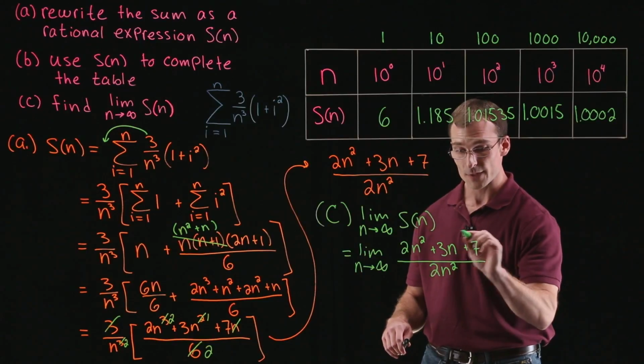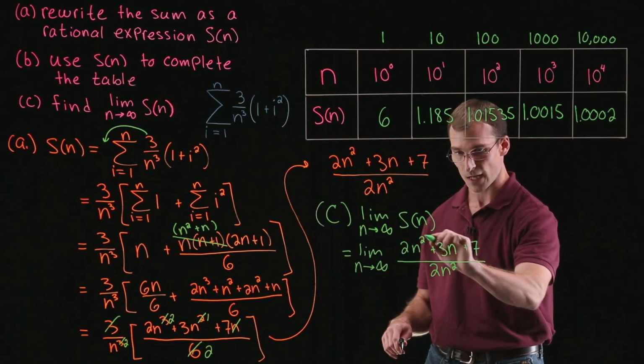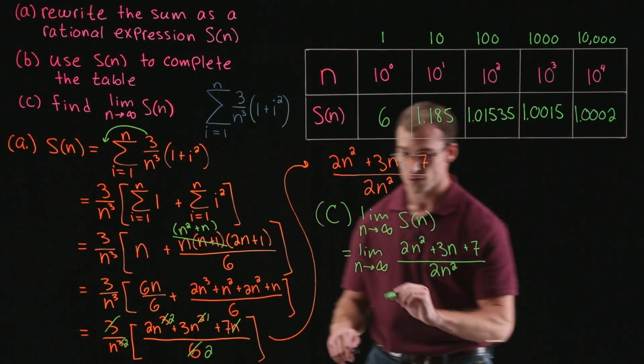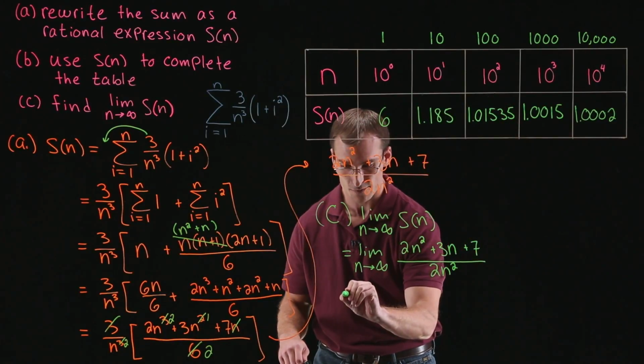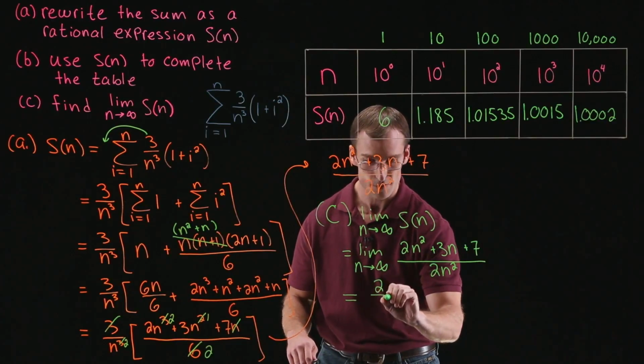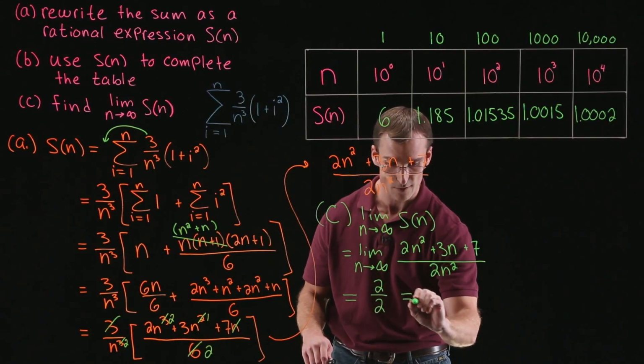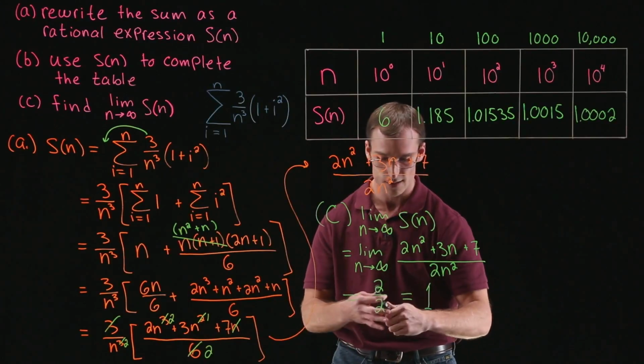Okay? Now, if we take a look at this rational expression, we see that the highest powers on top and bottom are equal to each other. So as n approaches infinity, this limit is just going to be equal to the ratio of the two leading coefficients. So 2 over 2, which 2 divided by 2 gives us the number 1.